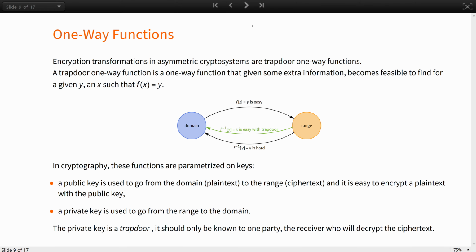A public key is used to go from the domain, the plaintext, to the range, the ciphertext, and it is easy to encrypt the plaintext with the public key. A private key is used to go from the range to the domain, that is, from the ciphertext to plaintext. The private key is a trapdoor. It should only be known to one party, the intended receiver who should decrypt the ciphertext. For other parties without this trapdoor, it is computationally infeasible to invert the encryption and obtain the plaintext.